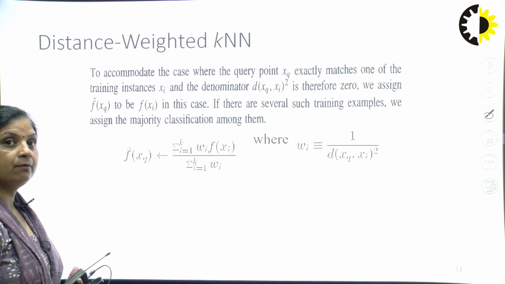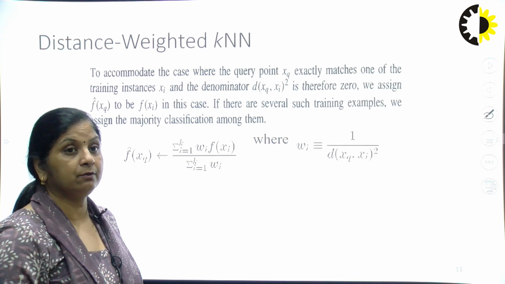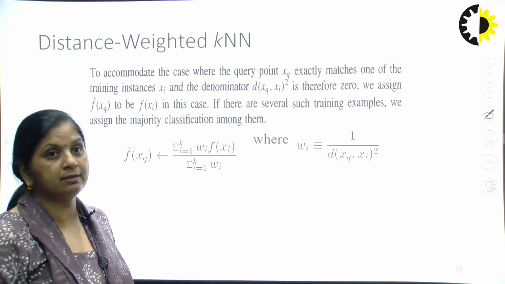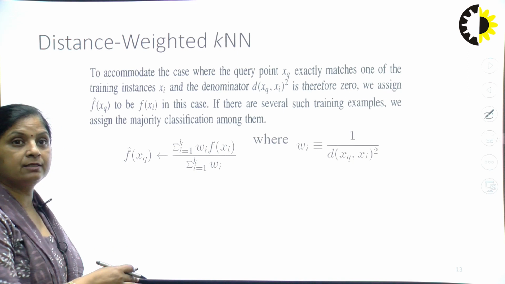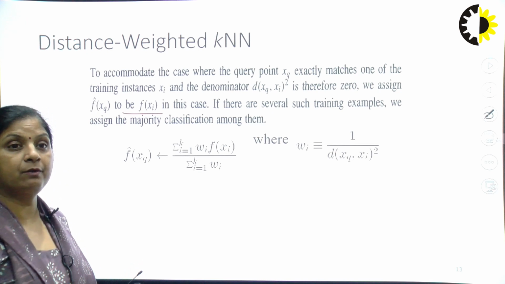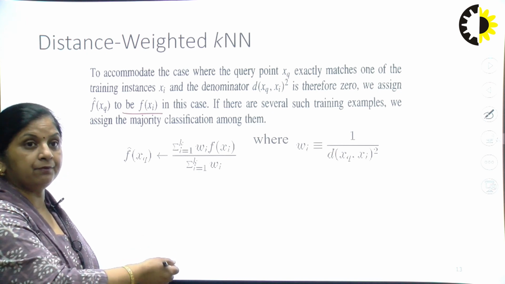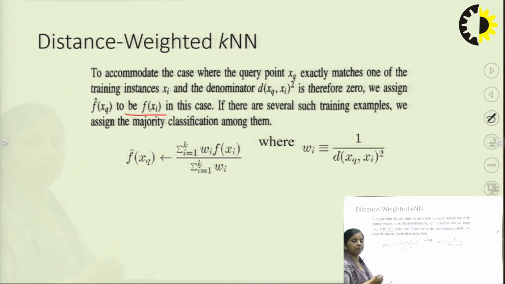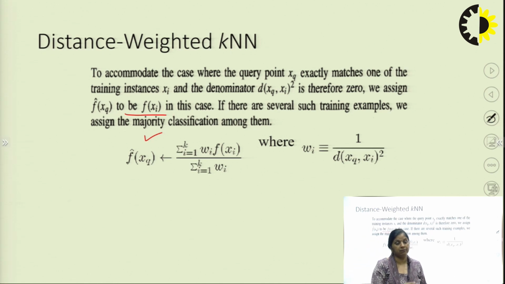Now a point may come that our query point is already present in the examples. If it is already present in the examples, then we will simply take the output as the answer. What will be the output of the query? That is the given output which is present in the form of the example. And if we have multiple examples with those attributes, then we will again consider the majority classification. Whatever the majority value is, we will take that in the output. So this is our distance weighted KNN.